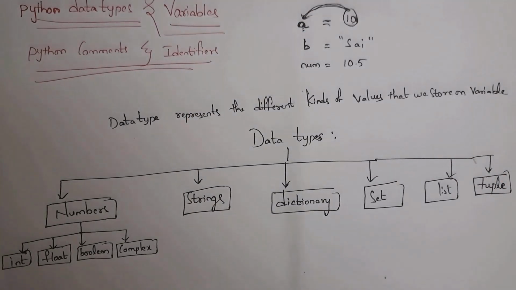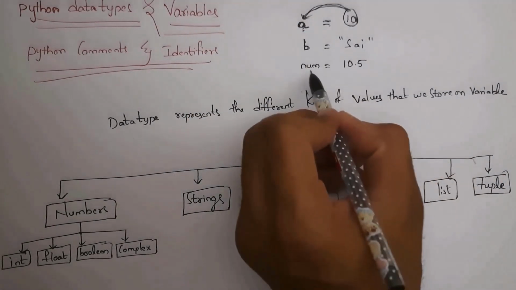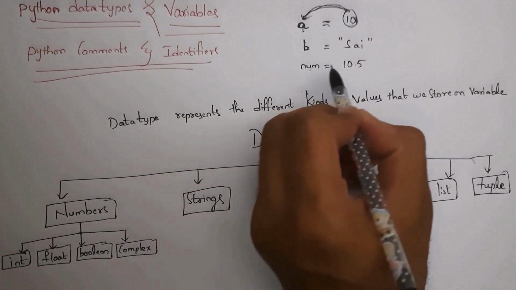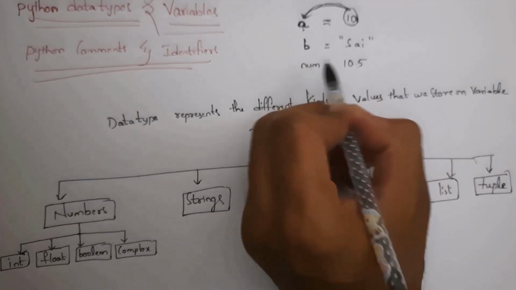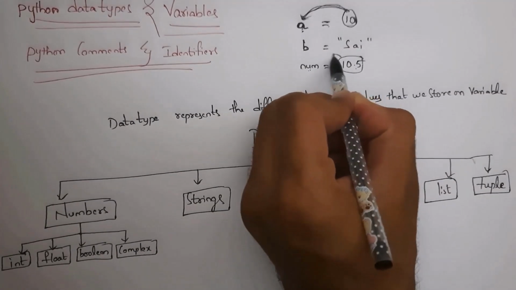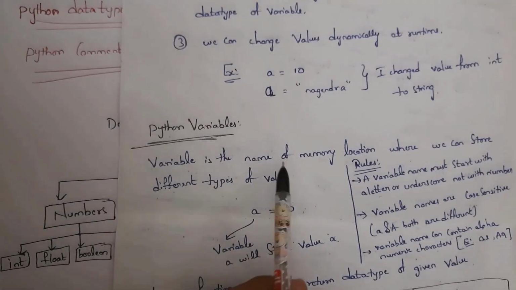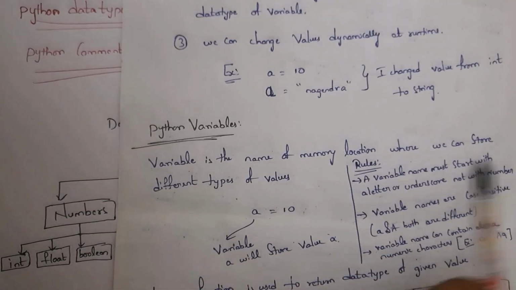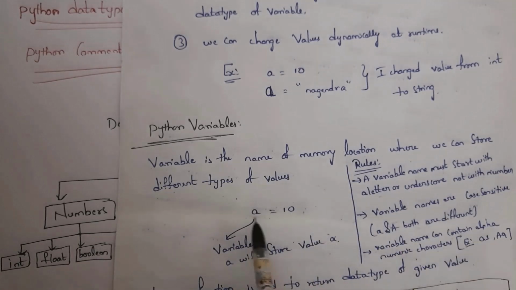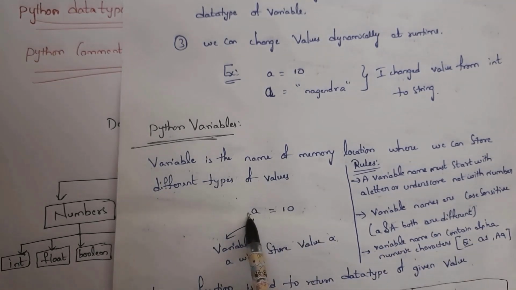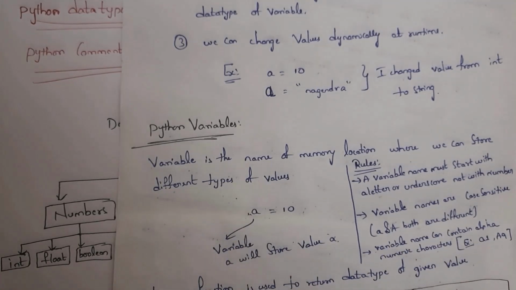Similarly I took another variable. That variable name is num, where num stands for number. I took num equal to 10.5. Meaning of this is, this value 10.5 is stored in variable num. Variable is a name of memory location where we can store different types of values.